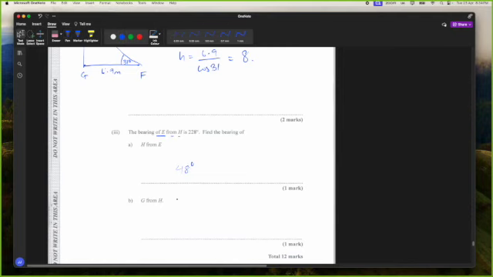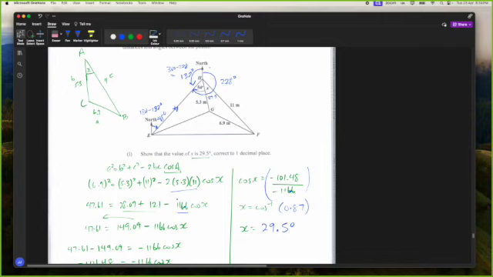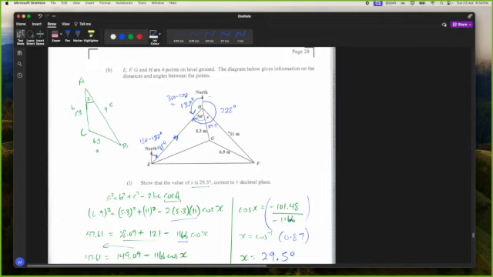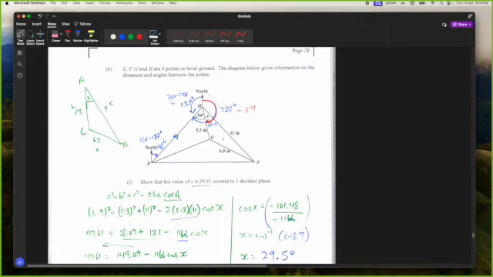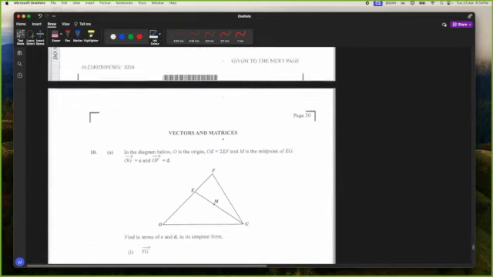G from H. So you're going G from H. So that will be this angle here, which is 228 minus 54. So 228 minus 54 is 174. So 174 degrees for this one.